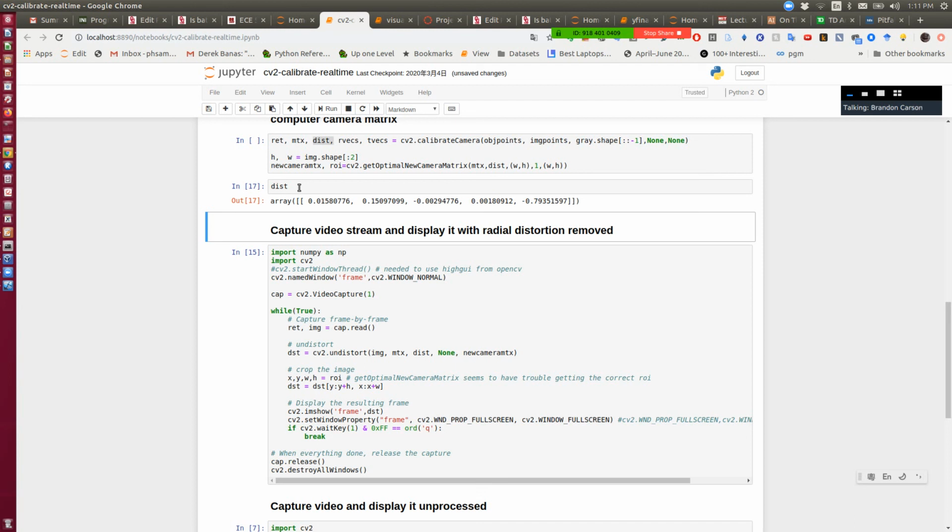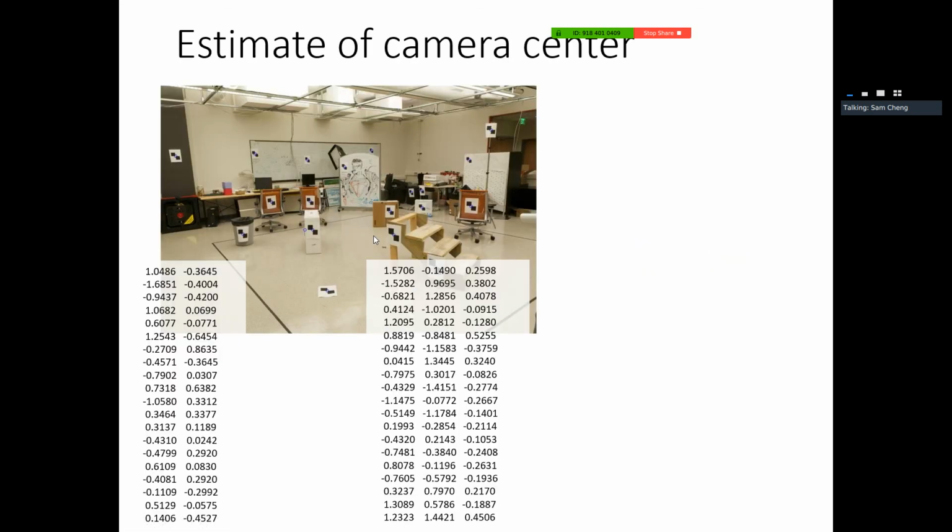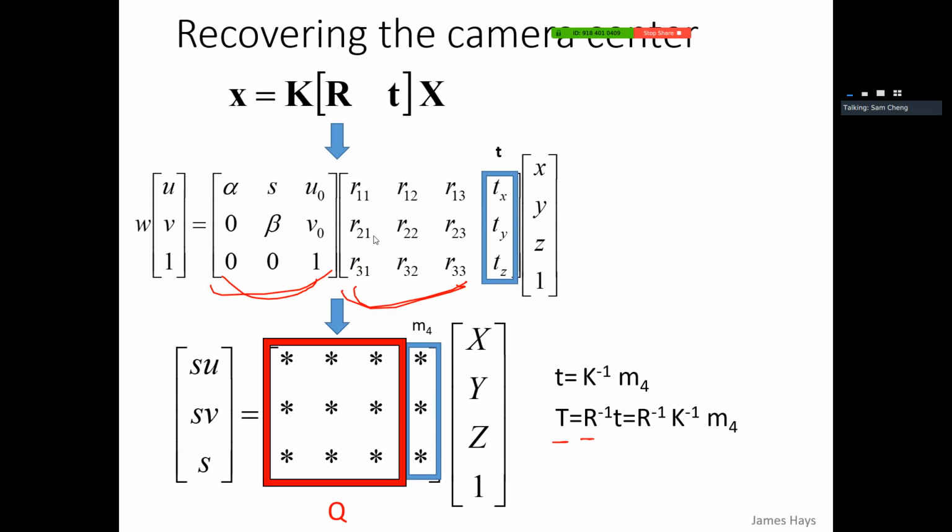Okay, yes. You mentioned there's linear and nonlinear calibration. Can you remind me what the difference is? Actually, I barely touched nonlinear at all, and I didn't prepare anything for that. What we talked about is linear, where we just use SVD to decompose it. That is linear because here we haven't assumed any radial distortion.